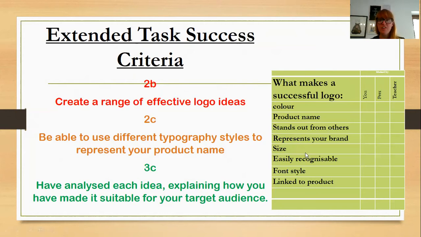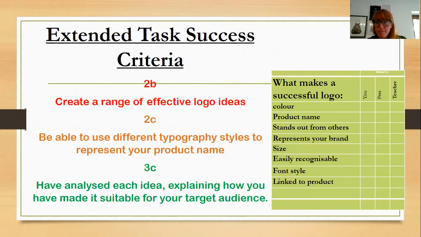On the screen here is a success criteria of what makes a successful logo. So usually if we were in lesson, we would talk through these and put your suggestions in, but these are the ones that I thought of. So colour, how does it work? Does it have a uniformed colour? I know in the previous video we looked at before half term, he talked about colours that represent energy and electricity. Product name stands out from others. You don't want it to all look the same.